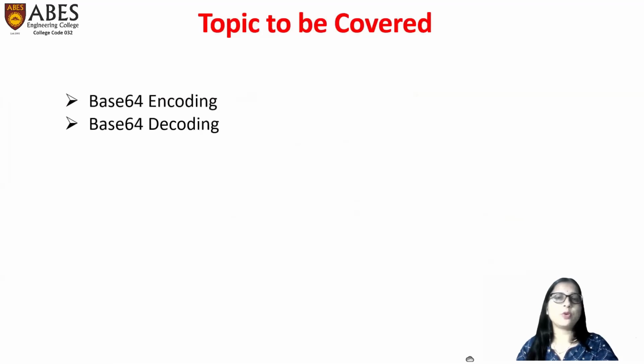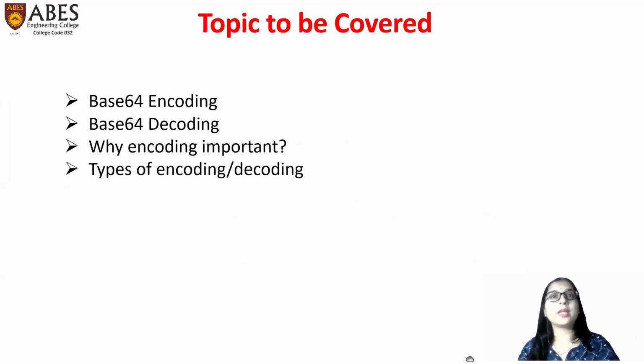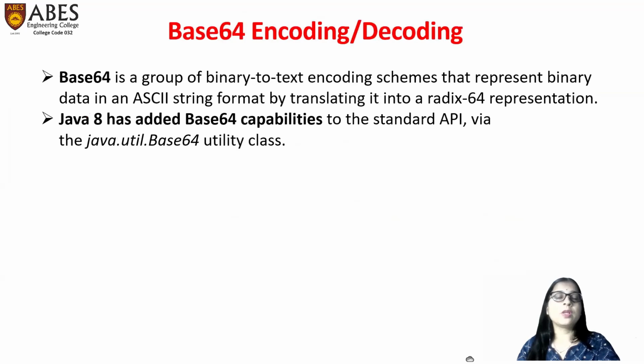So in this part I'm going to discuss Base64 encoding, Base64 decoding, why encoding is important, and types of encoding and decoding. So Base64 is basically a group of binary to text encoding schemes that represent binary data in ASCII string format by translating it into a radix 64 representation.